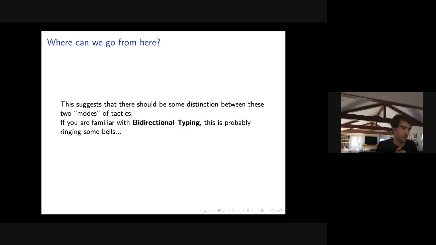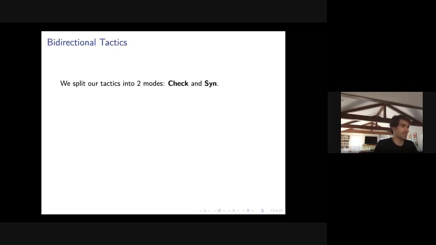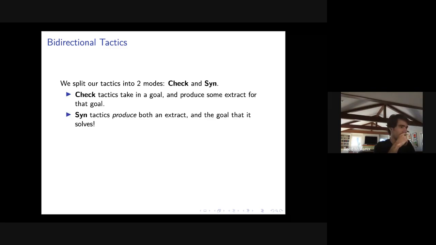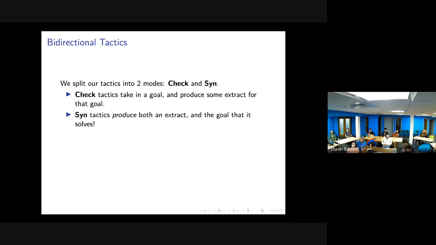And if you're familiar with bidirectional typing, you're probably screaming at me right now, this is bidirectional typing. Here's bidirectional typing. And that's what we're going to do. We're going to split our tactics into two categories, checking tactics and synthesizing tactics. So a check tactic takes in a goal, and then we'll potentially call other tactics, and then we'll produce an extract for that goal, right? So this is split. We take a goal, which is the pair, we call two check tactics to synthesize each side of the pair, and then we produce the pair as the extract.